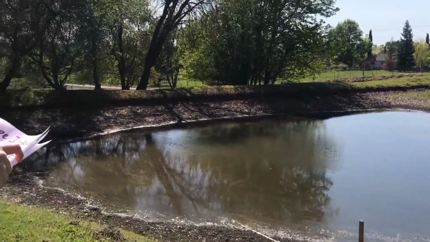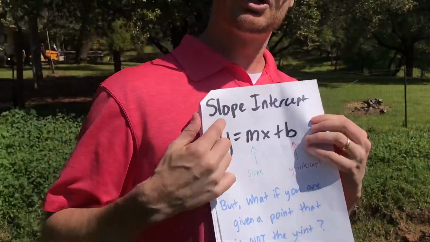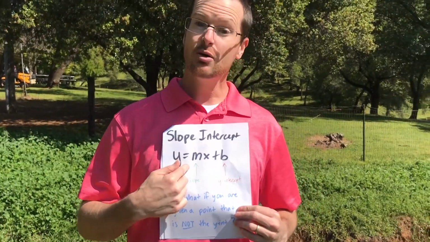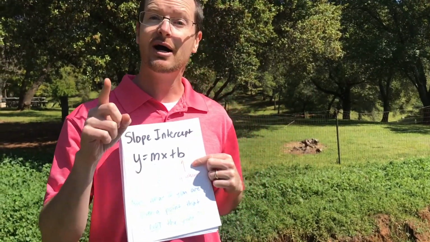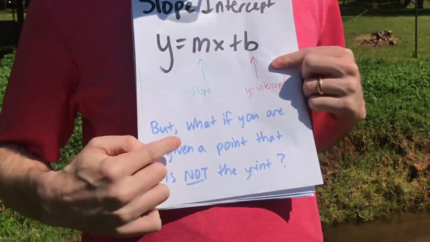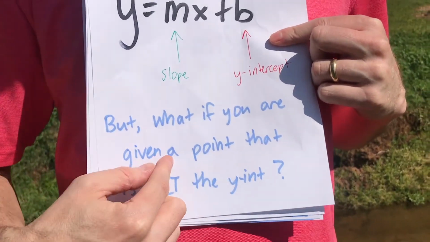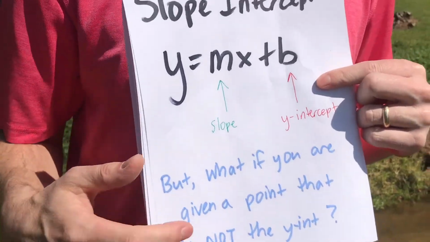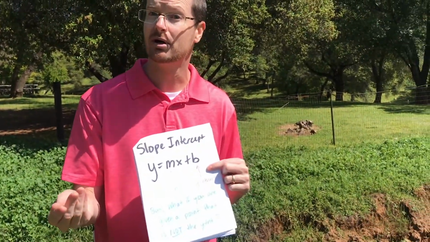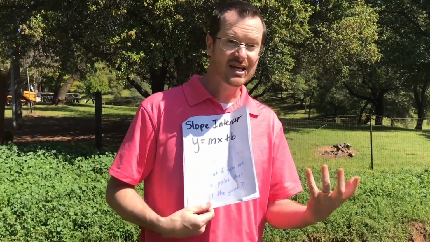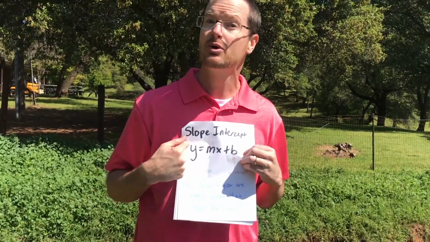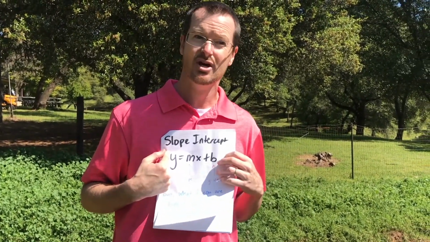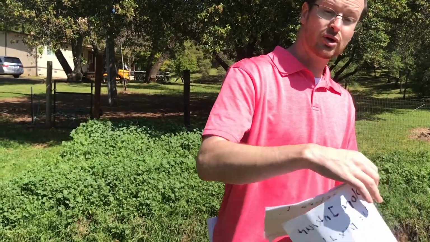First thing I want to mention is that when we deal with slope-intercept form, y equals mx plus b, the m value is the slope and the b value is the y-intercept. But what if you are given a point and not the y-intercept? Okay, so we have a problem. What if they give us in the problem a coordinate, a point, like 3, 7, but they don't give us the slope or the y-intercept? We can't use this form. This form is great, but it's not always usable. It's not user-friendly sometimes.